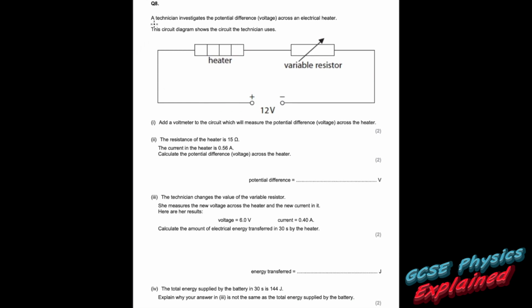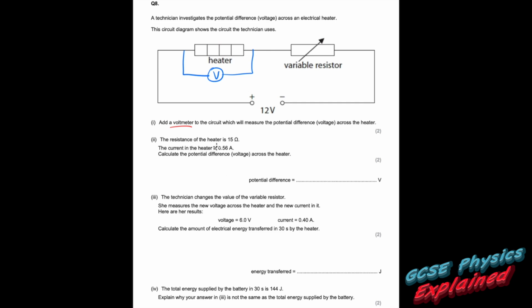Question 8. A technician investigates the potential difference, or voltage, across an electrical heater. This circuit diagram shows the circuit the technician uses. Add a voltmeter to the circuit, which will measure the potential difference across the heater. Voltmeters always go in parallel, as I said before. The symbol for a voltmeter is a circle with a V.